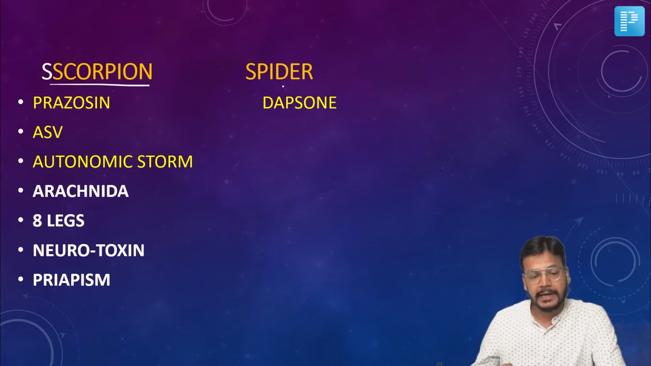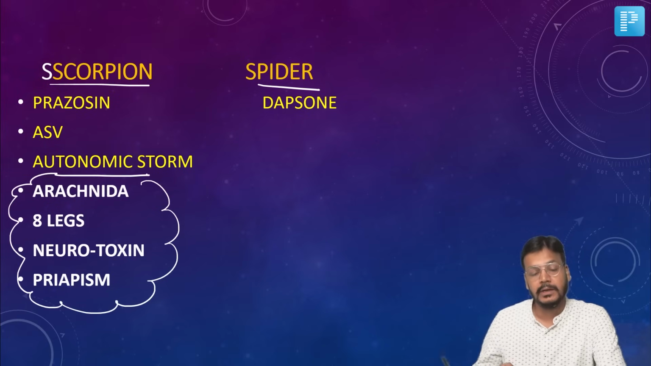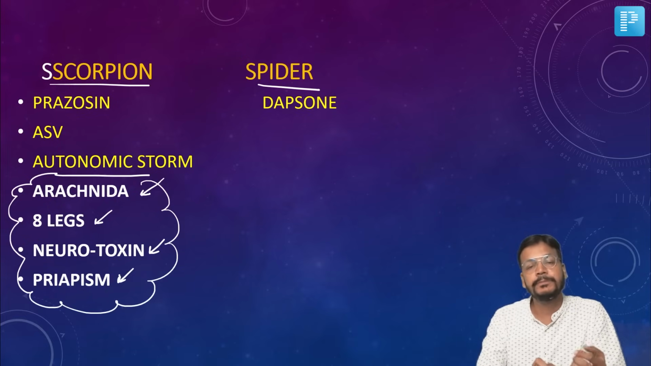Scorpion and spider. These are the four similarities in scorpion and spider. Number one, both belong to the Arachnida group. Number two, both have 8 legs. Both have neurotoxin and both have priapism. What is priapism? Painful erection of the penis.